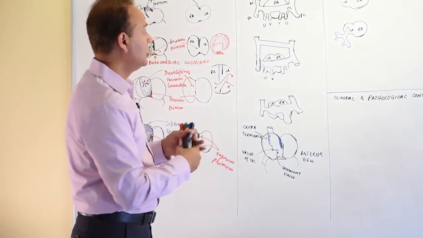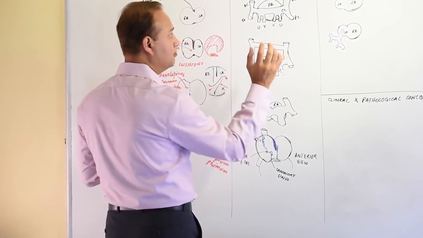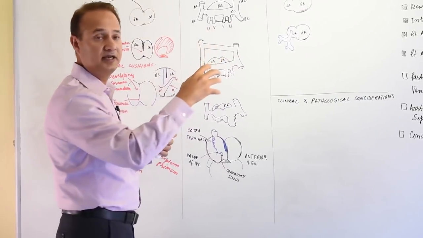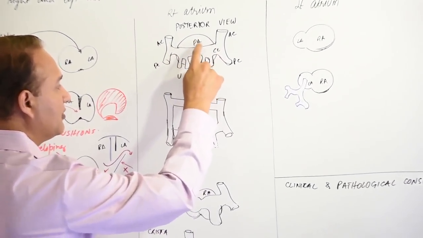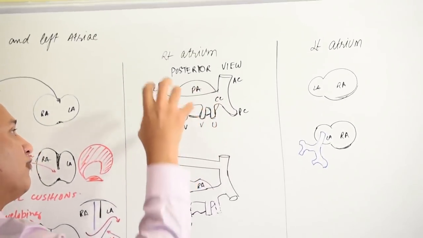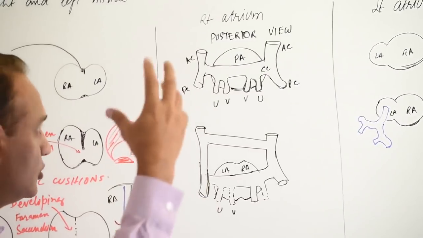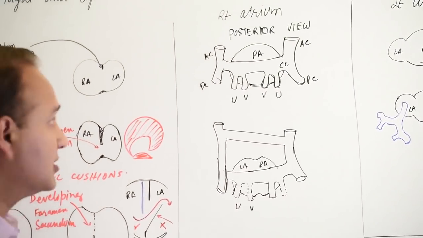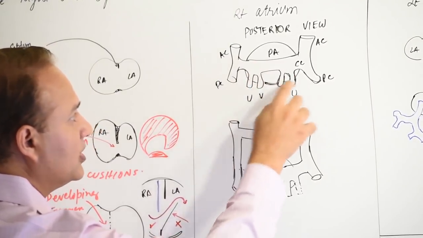So right atrium, the best way to see the development of the right atrium is to see it from the posterior side, from the dorsal side. So this is the dorsal view of the heart tube. This is the primitive atrium. In front of the primitive atrium will be the primitive ventricle, and then the truncus arteriosus and bulbus cordis. But behind the primitive atrium is the sinus venosus with its branches.